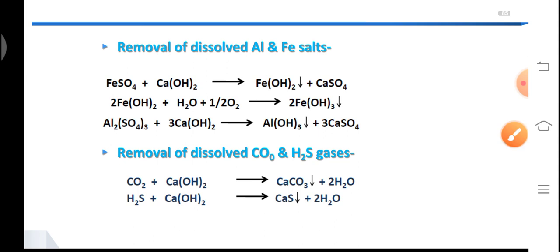In a similar way, we can precipitate out H2S in the form of calcium sulfide. So here are some reactions by which we have seen how we can use lime to convert all the soluble impurities into insoluble precipitates.